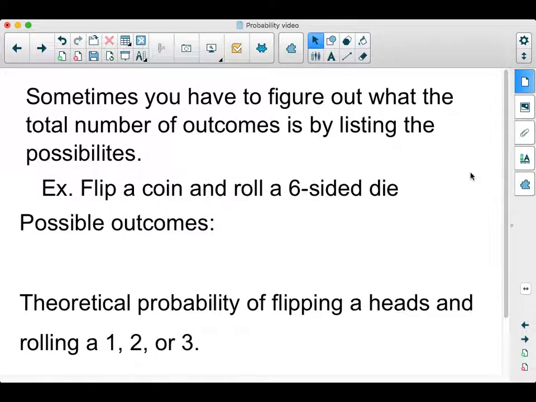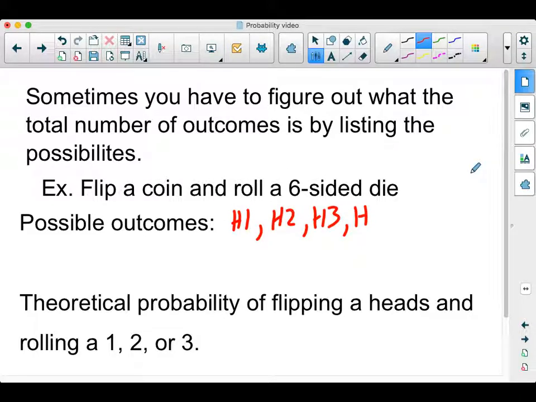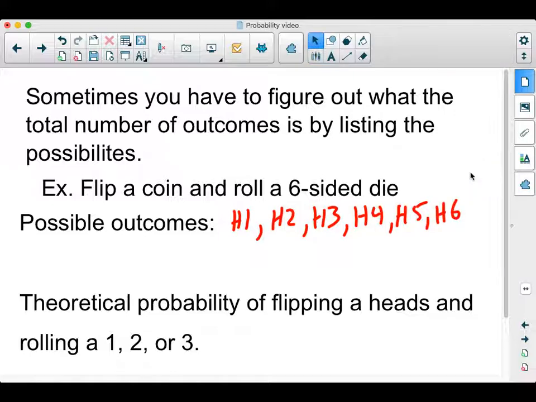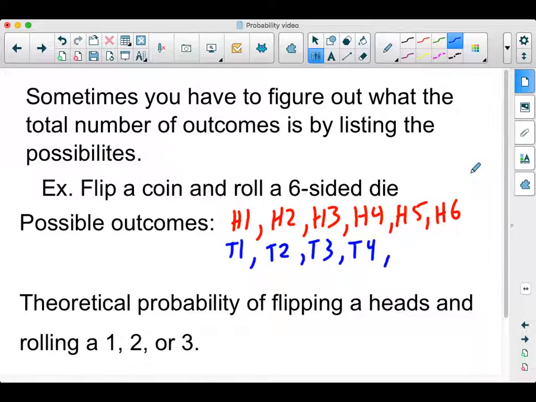Sometimes you have to figure out what the total number of outcomes is by listing the possibilities. Okay, so let's say we flipped the coin and rolled a 6-sided die. So we put these 2 together. Okay, so let's list all the possible outcomes. Well, we could get a head and let's say a 1. You could get a head and a 2, head and a 3, head and a 4, head and a 5, head and a 6, or you could get a tail and a 1, tail and a 2, tail and a 3, tail and a 4, tail and a 5, tail and a 6. So these are all the possible outcomes in this experiment, and that makes 12 possibilities.